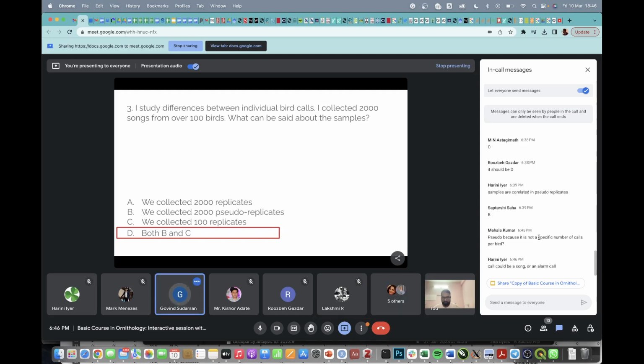It's not the same as measuring a peacock's tail length, right, sir? But all I wanted to state from this question is, just because you're collecting 2,000 samples doesn't mean that you have 2,000 samples. What you have is 100 samples, 20 songs per sample. That's all. Are we clear over there? Yes, sir, very clear.